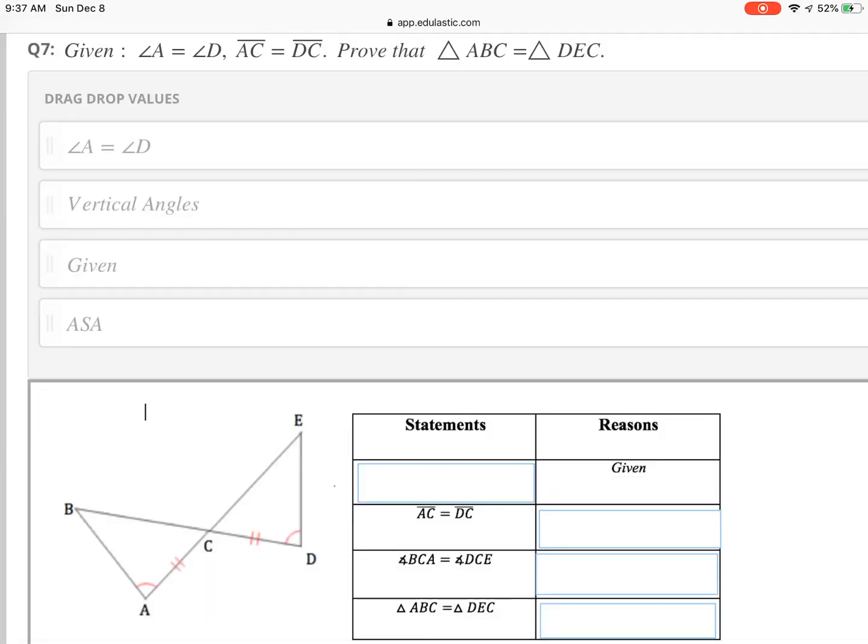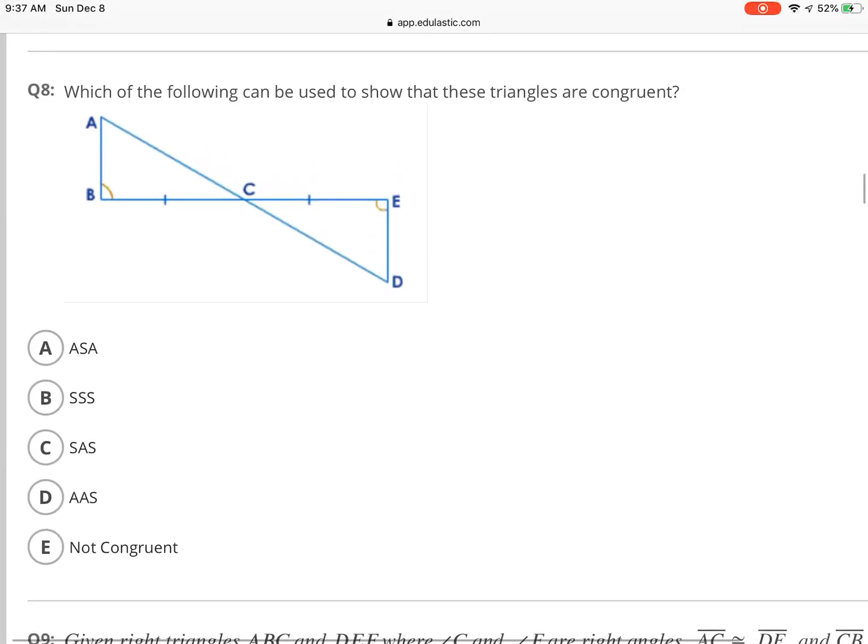Delete. Next question. Question 8. Which of the following can be used to show that these triangles are congruent? Okay, so this one looks like the last one we did.